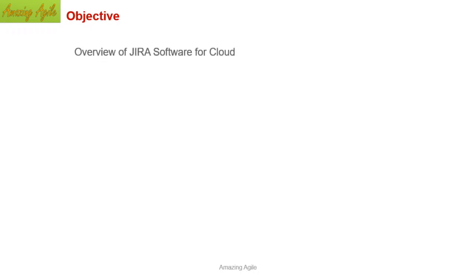So the objective is that we are going to learn an overview of Jira Software for cloud. There are two versions available: one is Jira for enterprise, or the desktop version, and the other is the cloud version. The cloud version and the desktop version are a little different, so I am talking about the cloud version today. How to manage a project in Jira? You are already doing it, so it is just a refresher.